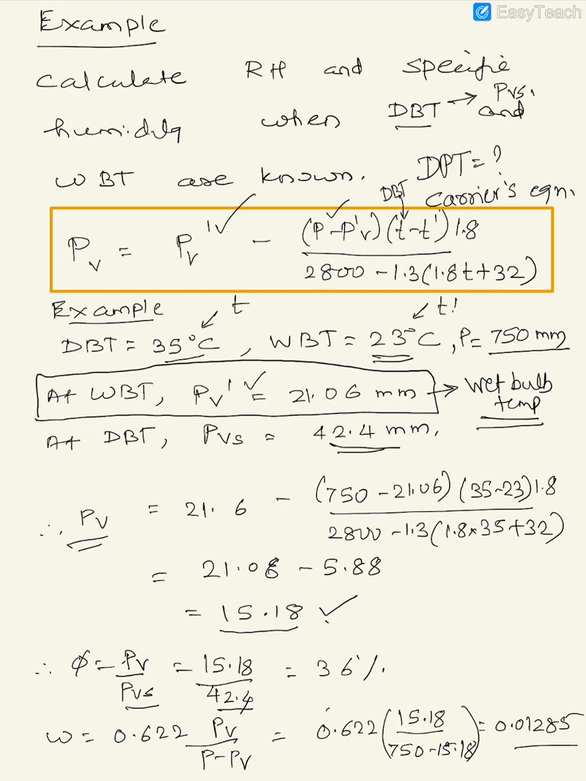PV you have found from this formula, the ratio of the two is relative humidity. And omega, again very simple, PV upon P minus PV. PV you have calculated and P is the total pressure. This way you find the omega value.